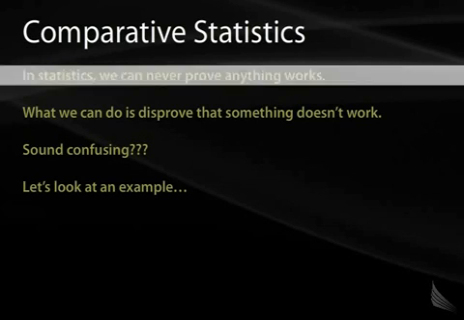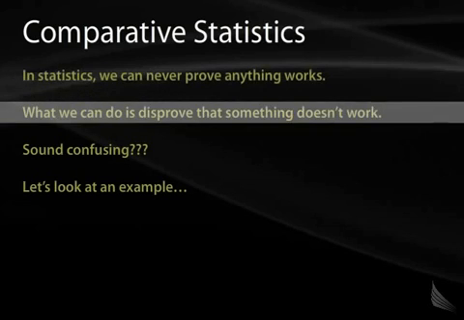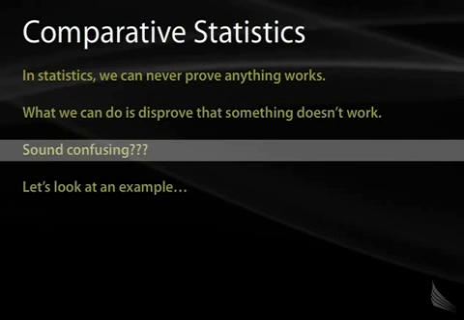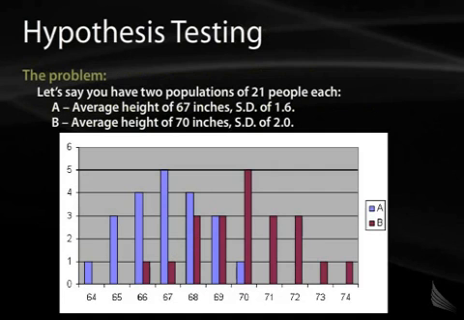Now this can be confusing because in statistics we can never really prove that anything works. Most of the time is spent attempting to disprove what's known as the null hypothesis. That is, what we try to do is to disprove that something doesn't work. This can be confusing, but it helps to look through some examples.